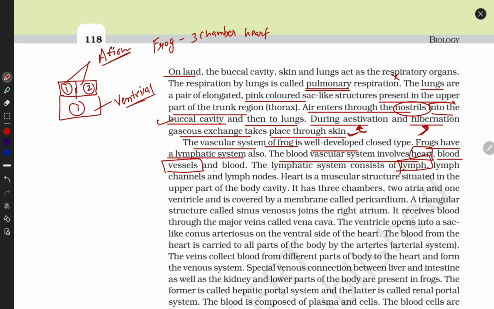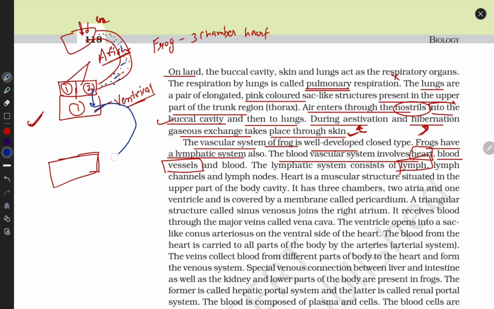Same phenomenon occurs as in us: this is the heart, there is a lung, and this is the whole body of the frog. Now with the help of lungs, they take oxygen, and this oxygen is transferred into the blood vessels. Blood vessels carry blood with the presence of oxygen. Now they take oxygenated blood and move towards the ventricle, and the ventricle transfers the blood with the help of blood vessels, and this oxygenated blood flows to the whole body of the frog.